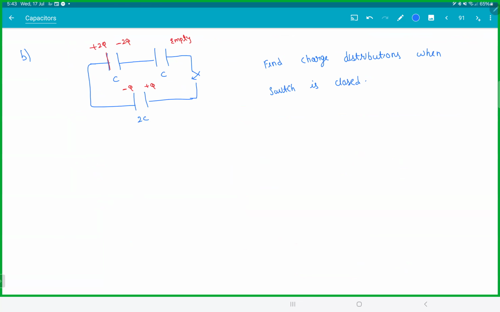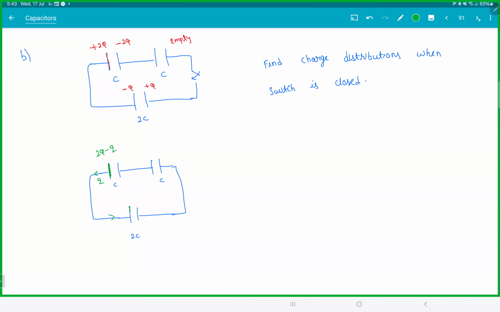Which plate did you take the charge Q as going from? I will take the 2Q plate. So let's see whether you got the same charge distribution. I will assume Q charge is flowing from here, so this plate will become 2Q minus small q.